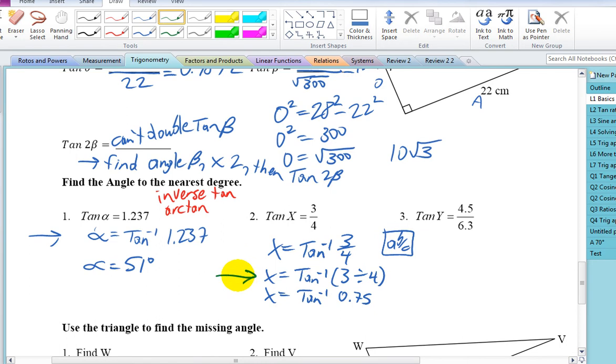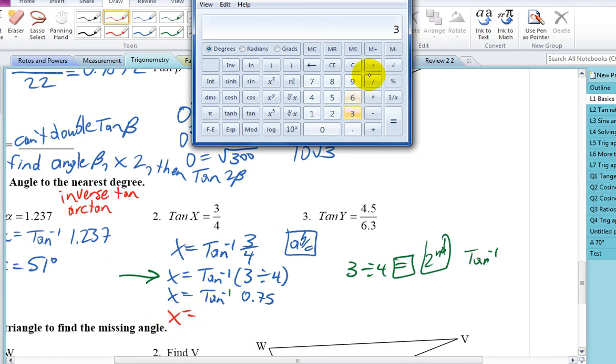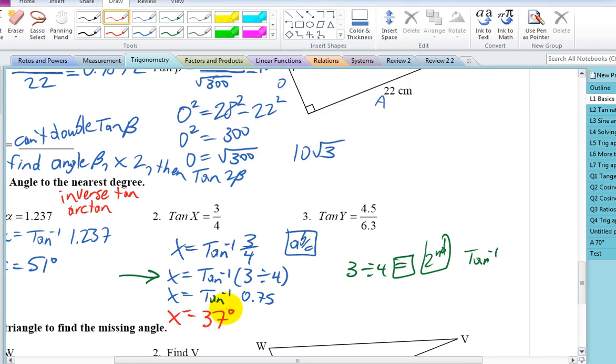On old calculators, you go 3 divided by 4, press equals, and then second function, tan negative 1. New calculators, you put in as you see it with the 3 divided by 4 part. 3 divided by 4 equals inverse tan 36.86, so we round that to 37 degrees. Okay. Any calculator issues?